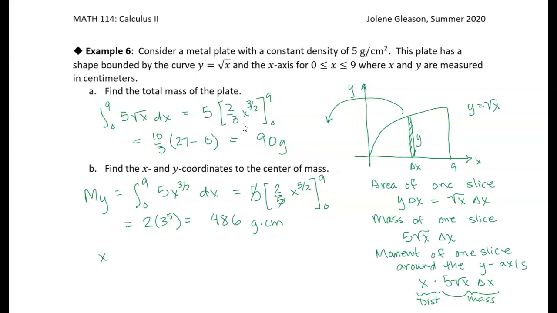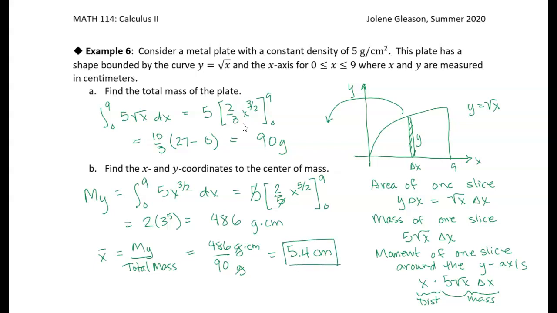And then the x-coordinate of the center of gravity is the moment about the y-axis divided by the total mass. All right, so we end up with 486 divided by 90 grams. So then essentially it's gram centimeters, and then grams, so the grams will cancel. So you'll end up with the distance 5.4 centimeters. Okay, so that is the x-coordinate.